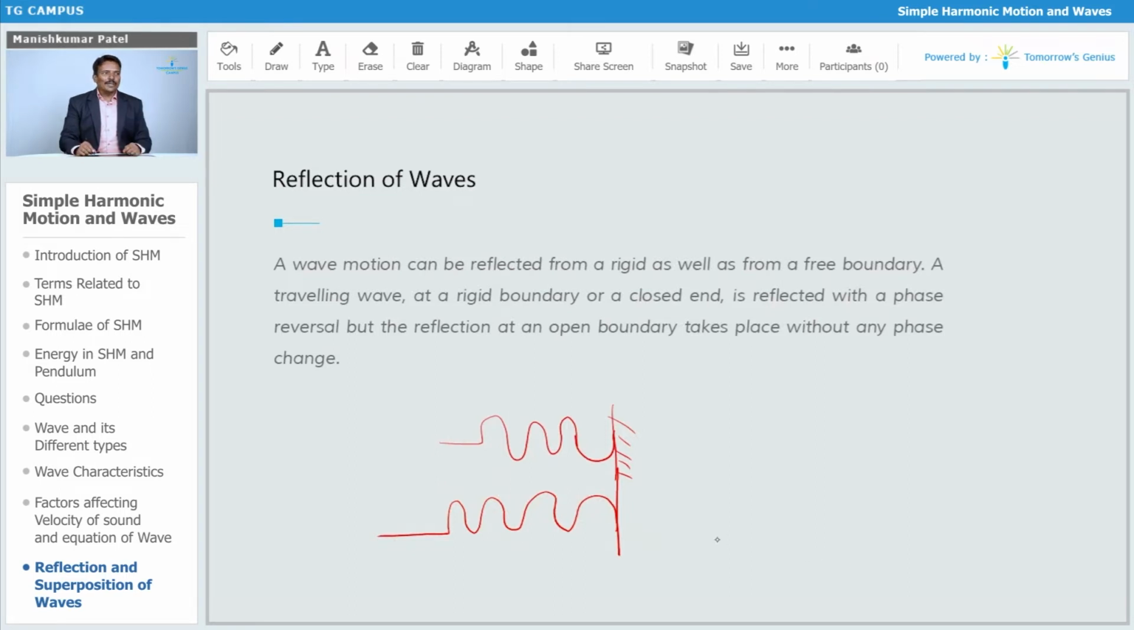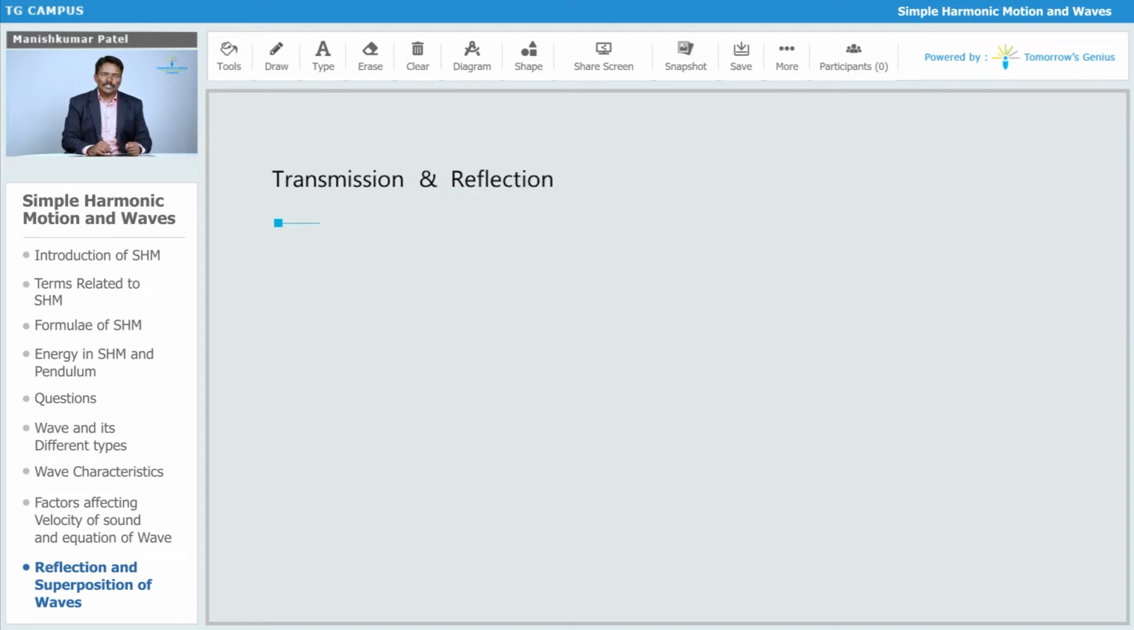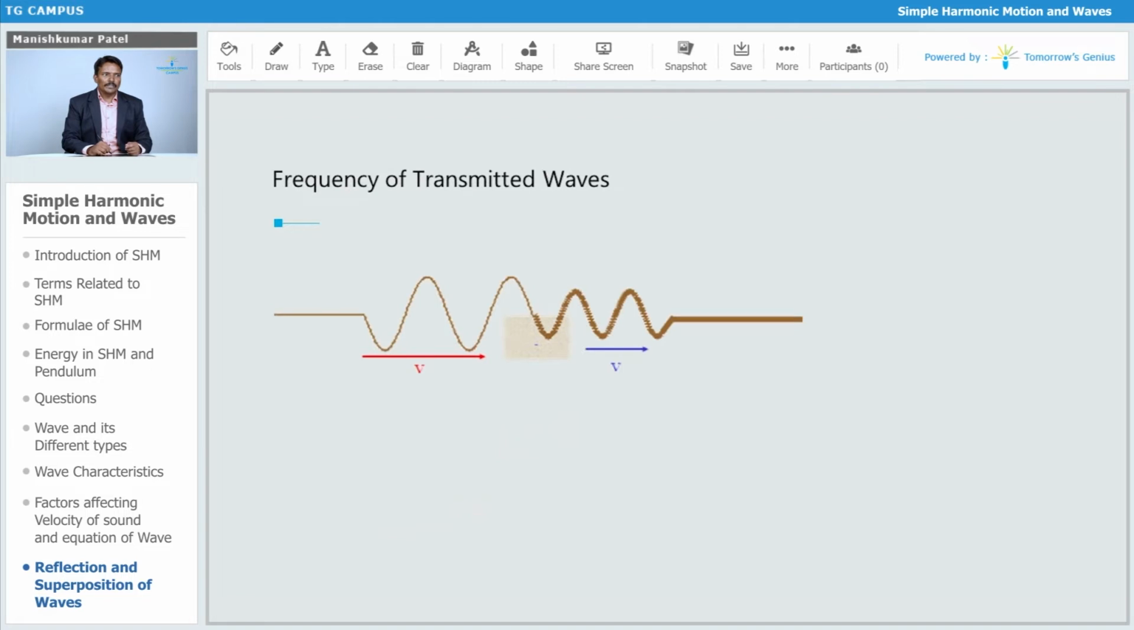So in the reflection of a wave, if the wave is reflected from a rigid boundary, there is a phase shift of pi. In case of an open boundary, there will not be any phase shift, but it will get back, moving in the backward direction. So that is what we can say about transmission and reflection of waves for this particular case.